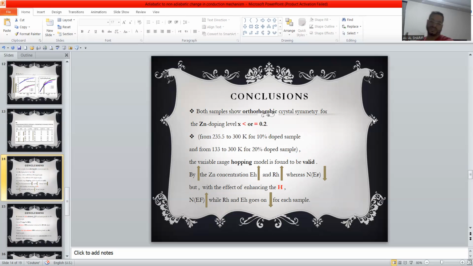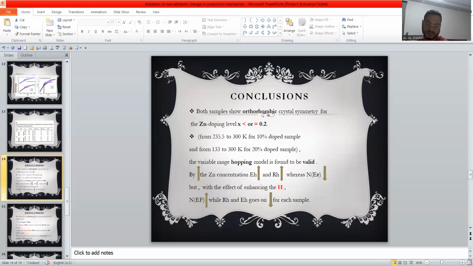By increasing the zinc concentration, the hopping energy and hopping distance are increasing, whereas the density of states near the Fermi level is decreasing, but with the effect of enhancing the magnetic field. That means we must deal with the magnetic field when we want to do simple plots, simple calculations. It's a condition, the magnetic field.